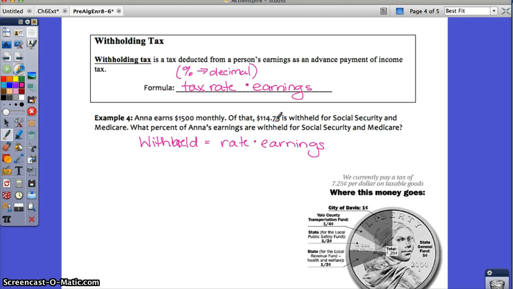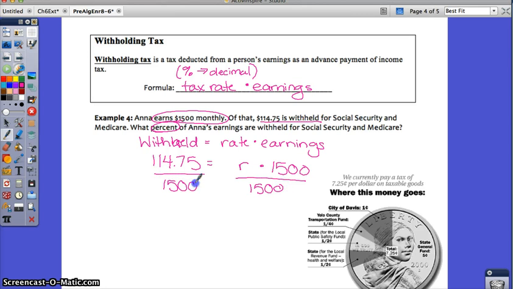The $114.75 is withheld. So that's going to go over here on the left. And the $1,500 is how much she earns monthly, so that's going to go over here for earnings. What are we trying to find then? We're trying to find the rate, and we want to know what percent. So we can just leave that as R for right now if you want. And then solve this equation. R times 1,500. To get R by itself, you would divide by 1,500. Then do that over here on the left.